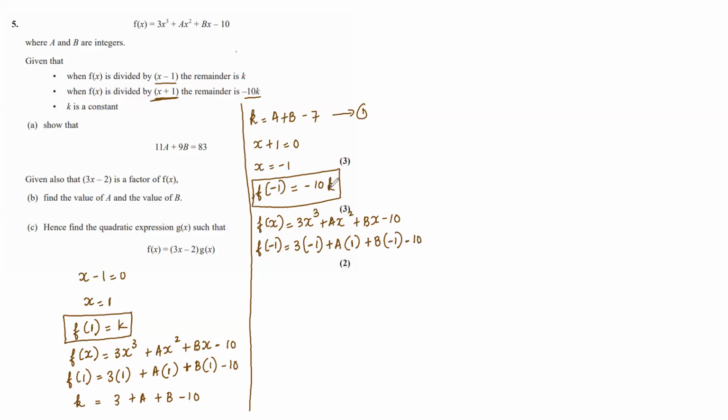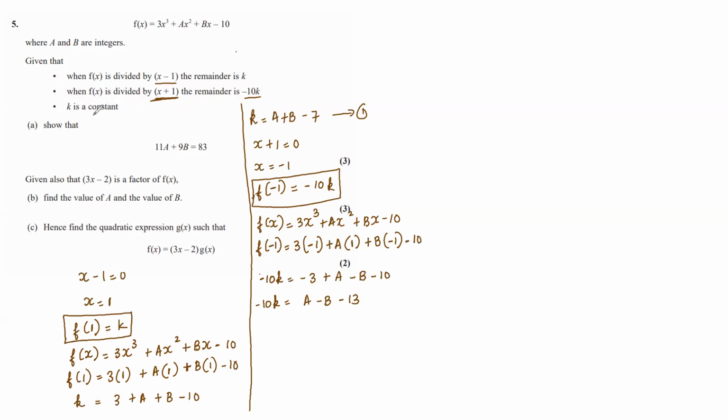But f of minus 1, we know the remainder is minus 10k. So instead of f of minus 1, we can write minus 10k is equal to minus 3 plus a minus b minus 10. This is minus 10k is equal to a minus b, minus 3 minus 10 is minus 13.